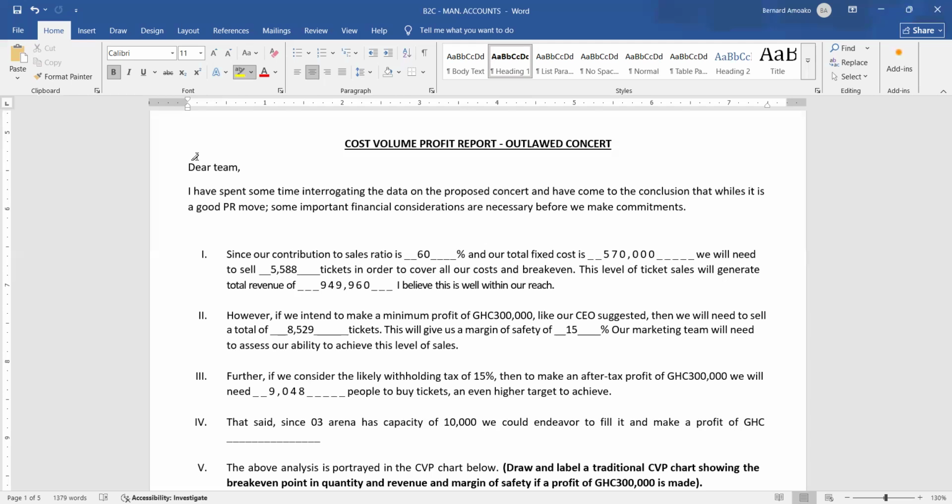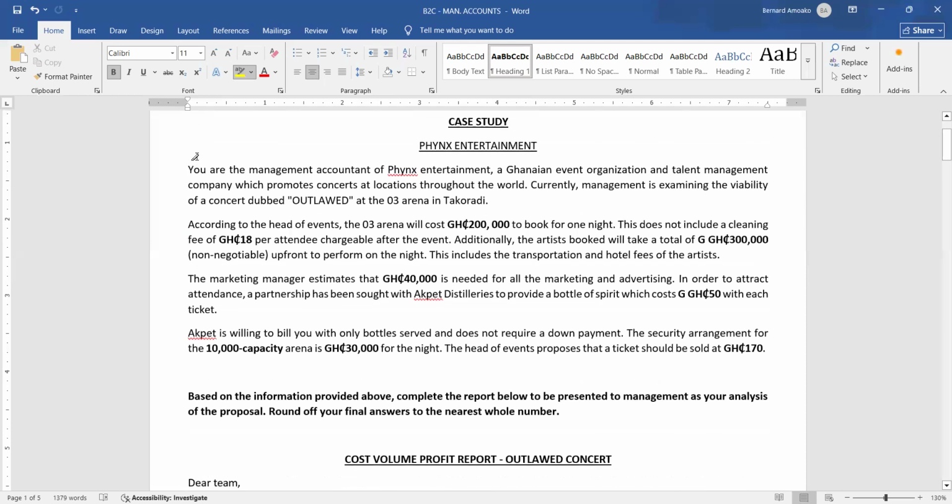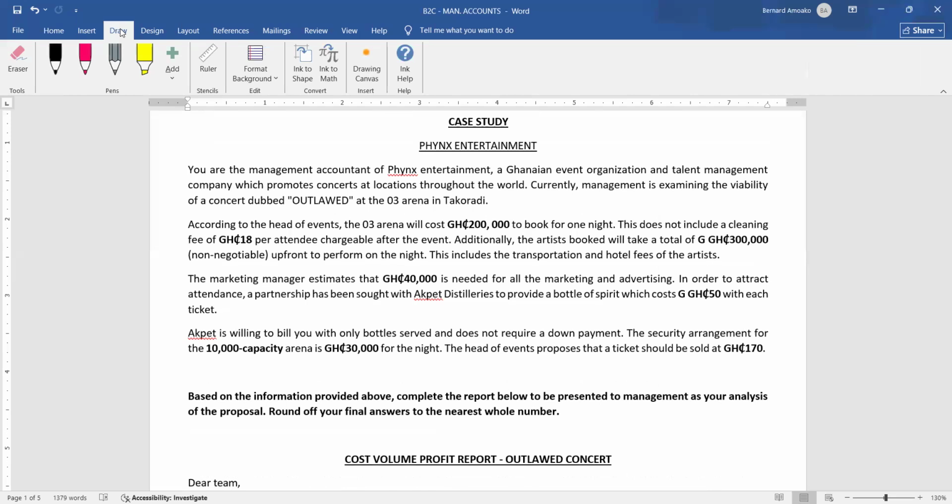Since our contribution to sales ratio is... how do you determine the contribution to sales ratio? Let's go. The formula. Contribution to sales ratio formula. Contribution over what? Selling price times what? Times 100%.